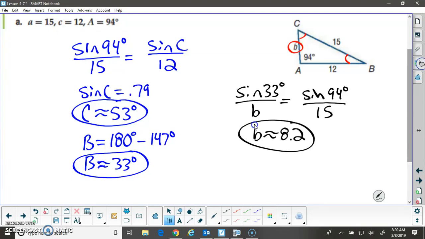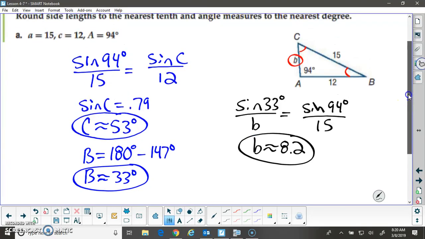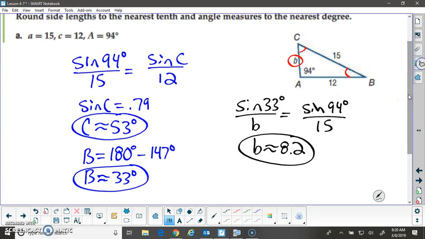Last thing I always do when I'm doing these problems is to check to see if my answers make sense. You can see that angle A is the largest angle, it's 94, and so length A should be the longest, and it is, because it is 15. You can see that angle C is the next largest angle, 53 degrees, and so length C should be the next longest, which it is, it's 12. And then angle B is the smallest angle, 33 degrees, and so length B should be the shortest, which you can see it is, 8.2.